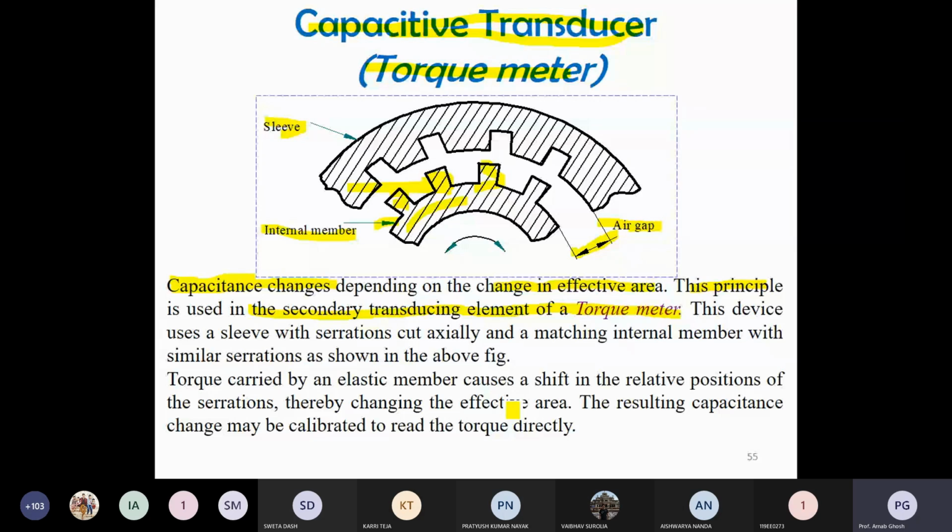Okay, you will be able to get the value that you are going to measure. So in case of a torque meter, the same thing you can also measure.